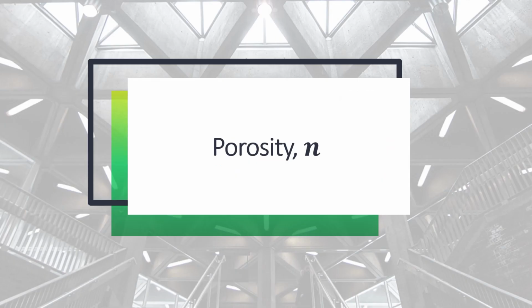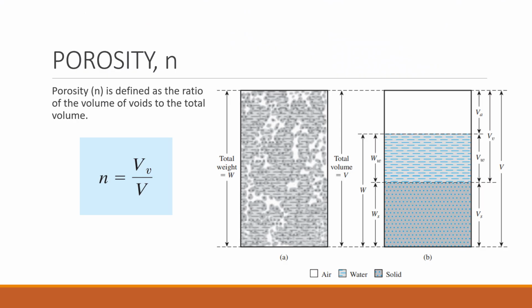So the next physical property of soil is the porosity, denoted by small letter n. Porosity, or small letter n, is defined as the ratio of the volume of voids to the total volume. So the void ratio is equal to the volume of voids over the volume of solids. This time, porosity is equal to the volume of voids divided by the total volume.